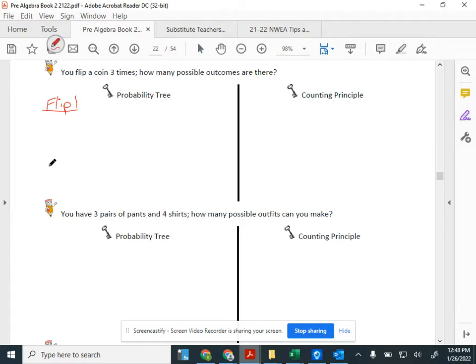So I'm going to start my probability tree right here. There's me. I flip my coin and I could get heads or I could get tails. Those are my possible outcomes. Heads or tails. So now I'm going to go to my flip number 2.